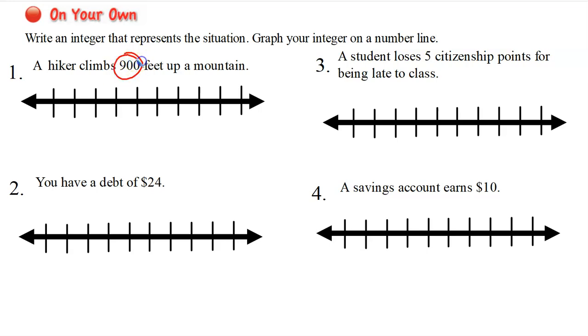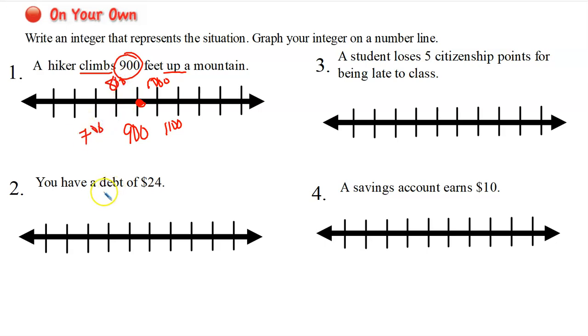Okay, so 900 feet, you're climbing up, that's a positive. So I can put my closed circle there, 900. Probably want to skip count by 100s. So this will be 1,000. This will be 1,100. And then over here, I can say that this is 800 and this is 700.